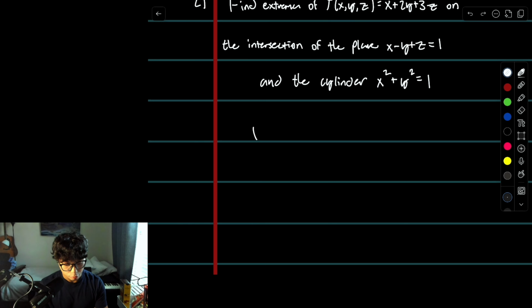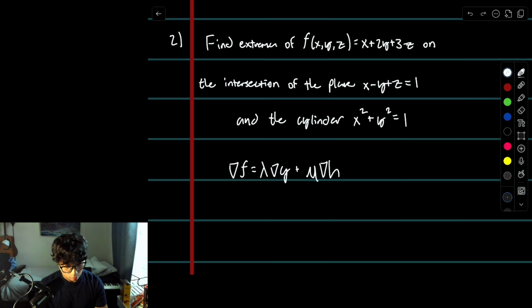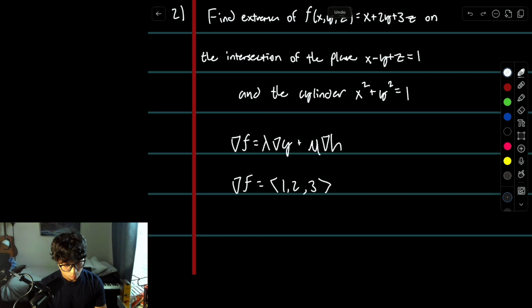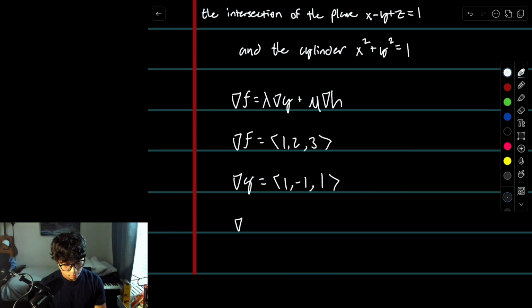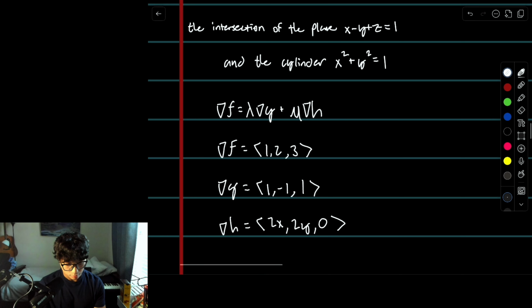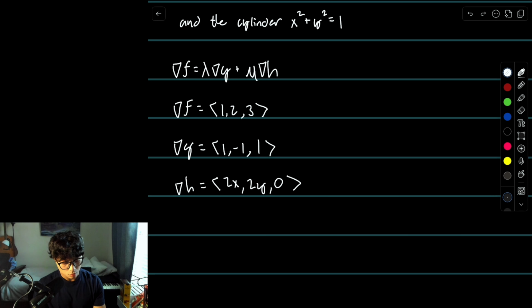So remember, our formula for two constraints is ∇f = λ∇g + μ∇h. Finding the gradient of f, we simply get 1, 2, and 3 when we take the partial derivatives with respect to x, y, and z. For ∇g, which is our first constraint, x - y + z = 1, we get 1, -1, 1 as our gradient vector. And lastly, for ∇h, we get 2x, 2y, 0 as our gradient vector. This ∇h is based off the cylinder. So now this gives us enough information to set up our system of equations.